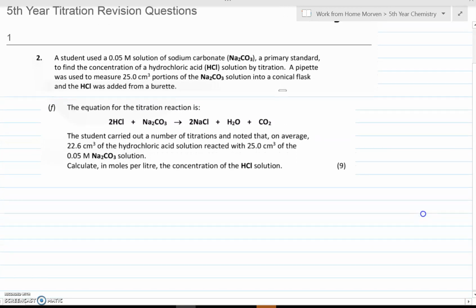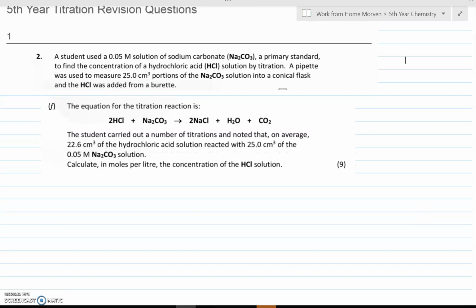So the key thing here is the whole purpose of us doing the titration in the first instance is to try and get the concentration of one of the substances. If you look here, we have the concentration of the sodium carbonate. It's 0.05 moles. And in part F, you're asked for the concentration of the hydrochloric acid. So basically you're comparing and contrasting the two solutions based on the concentrations of each, the volumes of each, and the way in which they react in the reaction itself, okay?